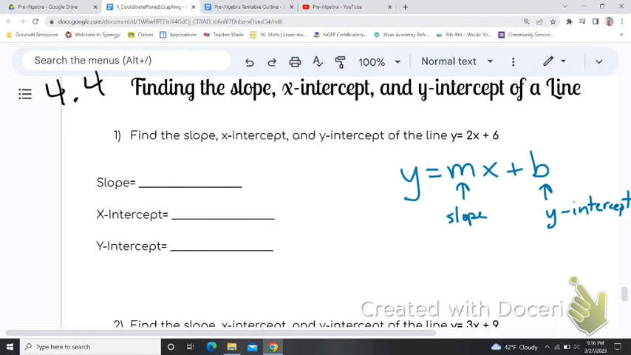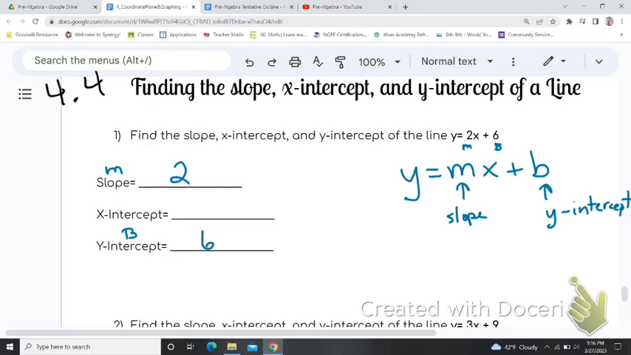So if it's already in that format with y by itself equal to some number of x's plus some number, then I know this number in front of x is my slope, and this number out here, the constant at the end, is my b. So 2 of these is very easy because slope would just be 2, and the y-intercept would be 6. This is the b.